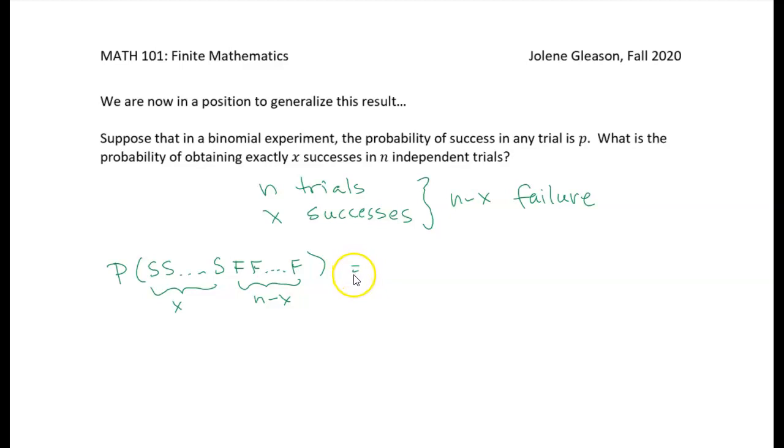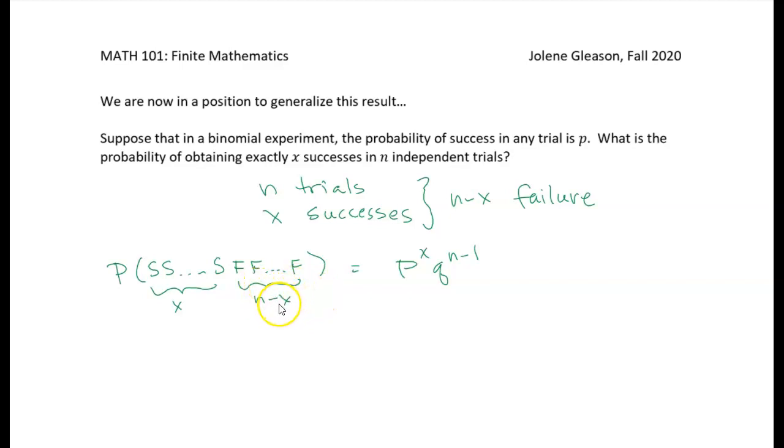The probability of that is going to be p to the x q to the n minus x. All right. Now that's for that particular arrangement of successes and failures. So we have x successes and n minus x failures in that order.